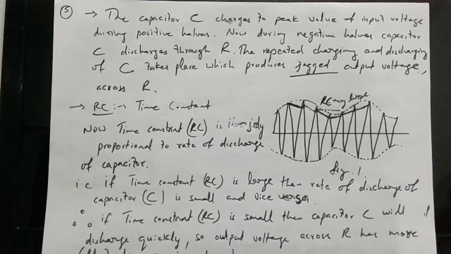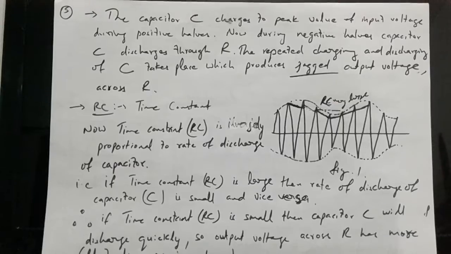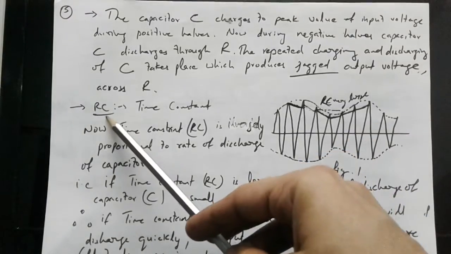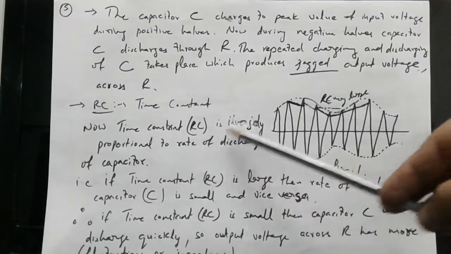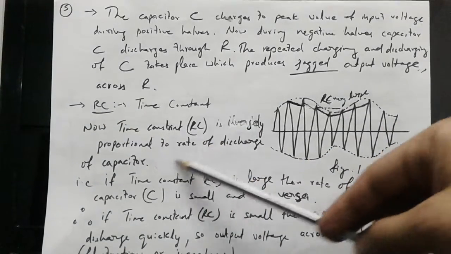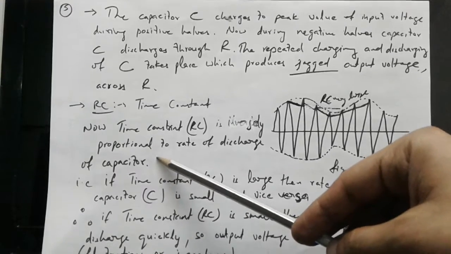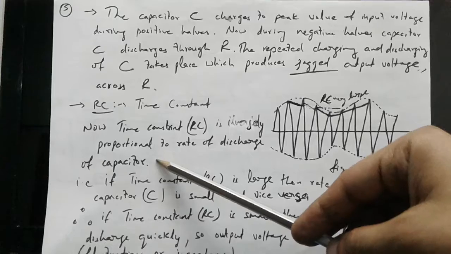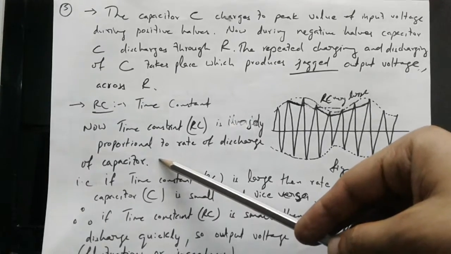Now here you must notice that the time constant, which is the product of the resistance and the capacitor C, is inversely proportional to the rate of discharge of the capacitor. The capacitor, which is on the right side of the diode, is parallel to the resistance in the circuit.